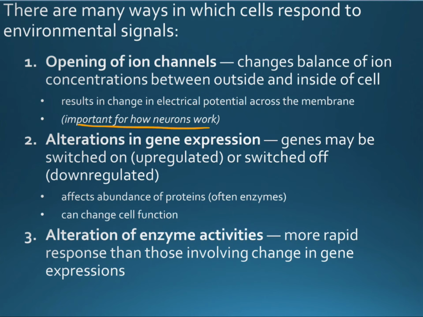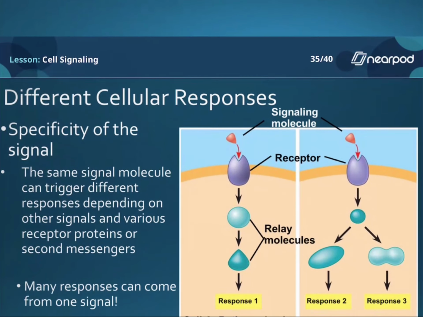You can have alterations in gene expression. Genes may be switched on, upregulated, or switched off, downregulated. That's going to affect the abundance of proteins, often enzymes, and that can change cell function. And then you can have the alteration of enzyme activities. That's going to be a more rapid response than those involving change in gene expression. If we can just turn those enzymes off with some inhibitors, that's going to allow for the processes to happen at a faster rate than if we try to go mess with the protein synthesis pathway.